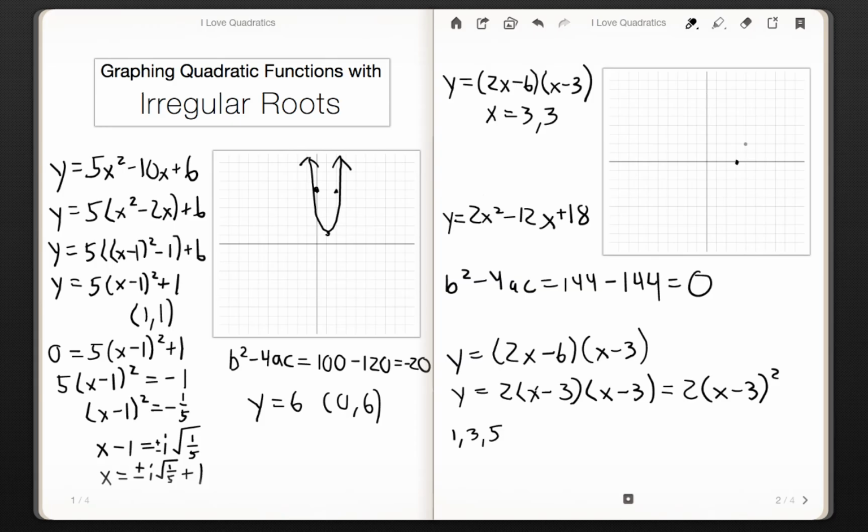So let's do that. We're going to go up 2, then we're going to go up 6, and now we can just reflect those points over the axis of symmetry dividing the graph. And there we go. Again, you see that we never quite reached the y-axis because the y-intercept is 18 all the way up there.